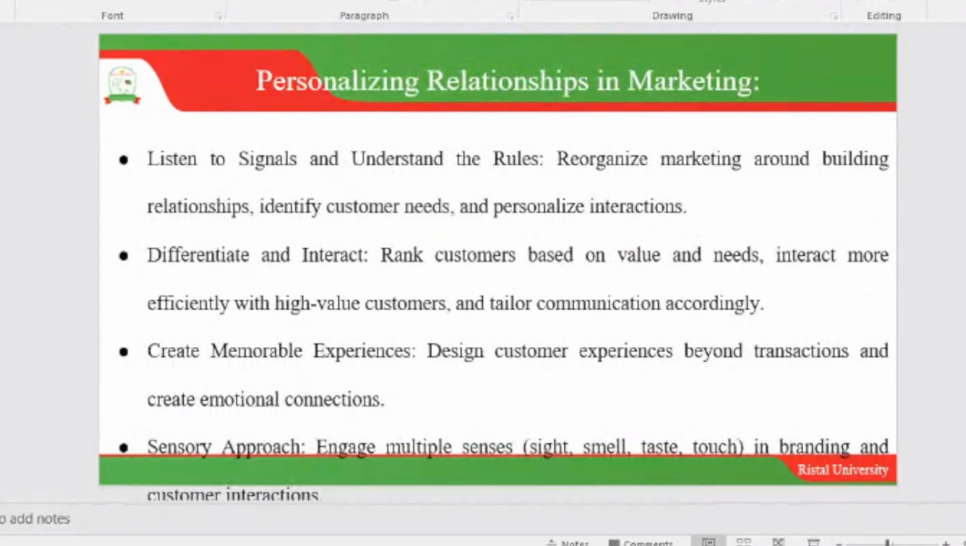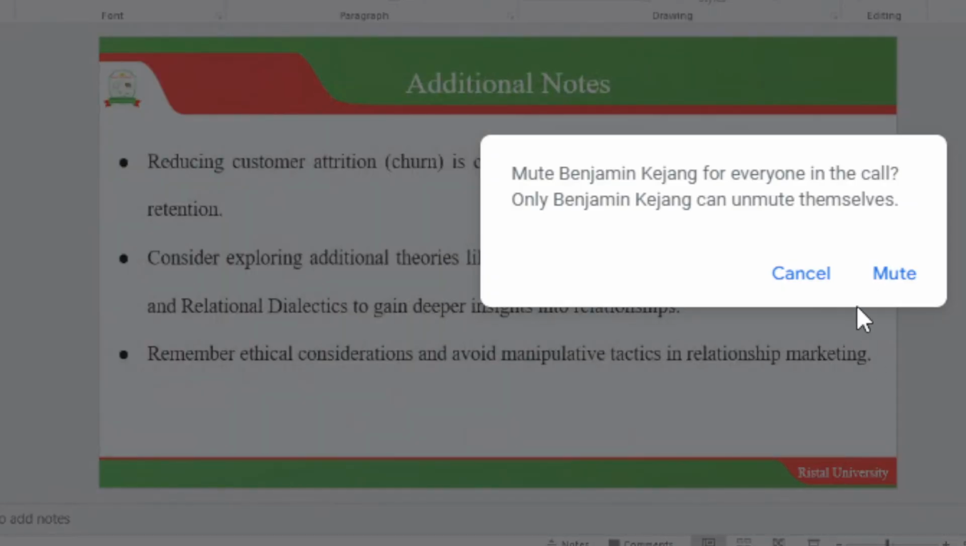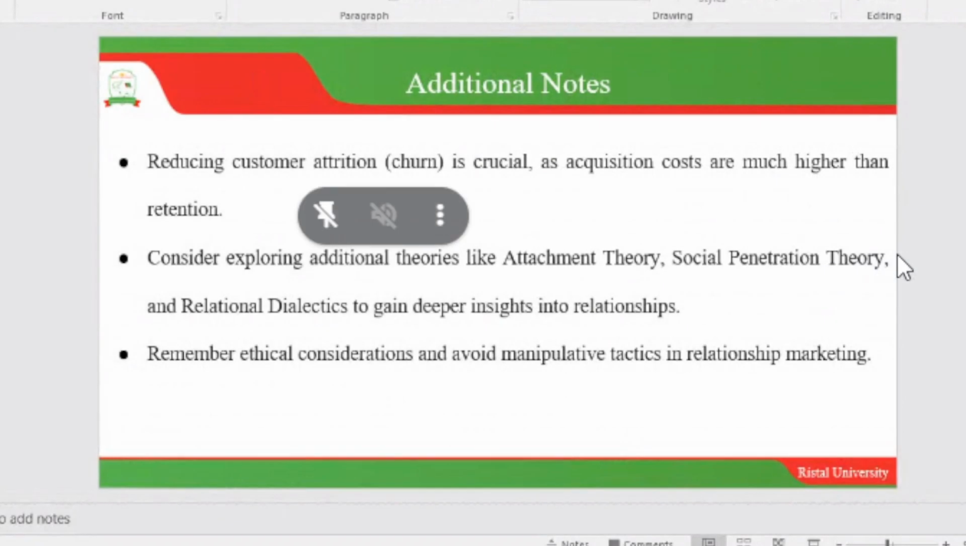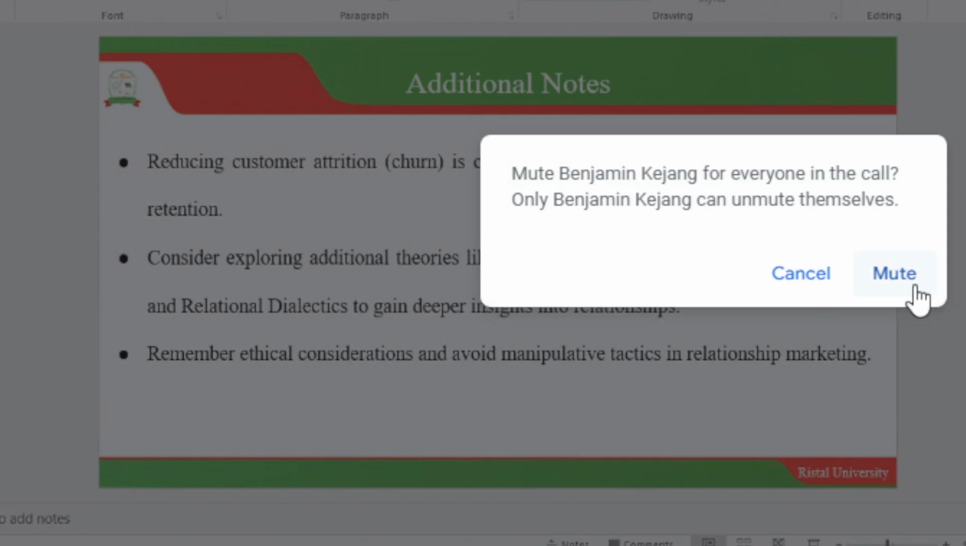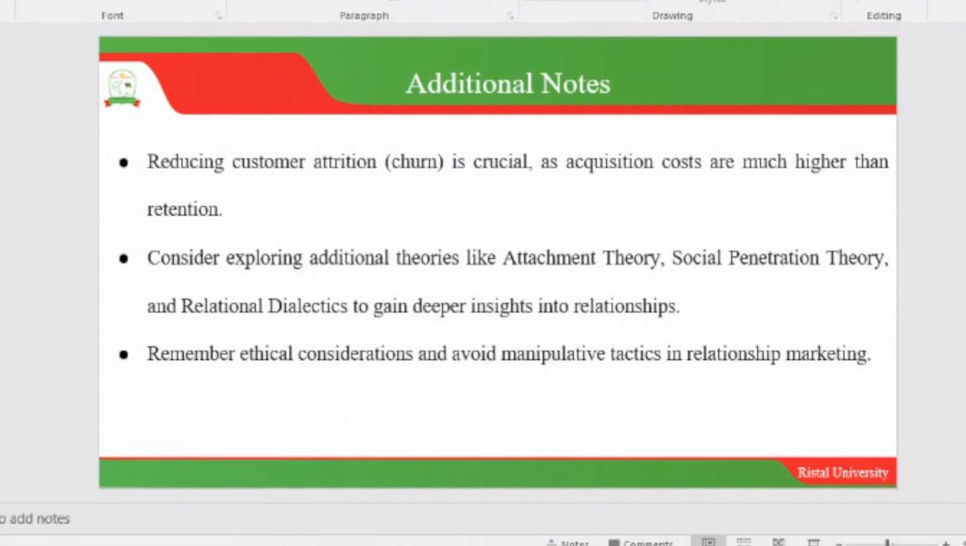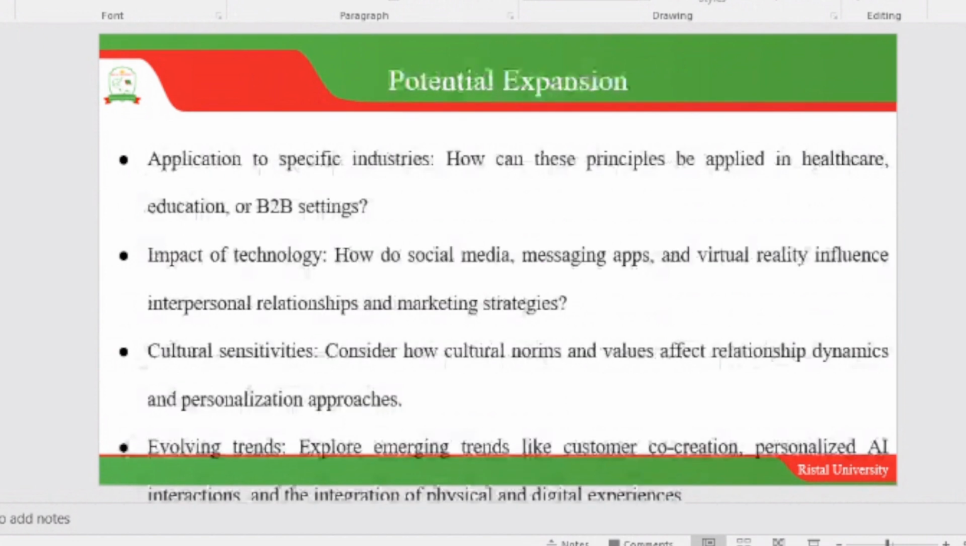on the relationships in marketing, and that is why I had asked you to look at these theories: the attachment theory, the social penetration theory, and the relational dialectics theory, as theories that can help you understand how the community or how the society perceives certain things, and then you're able to design an appropriate reproductive health marketing program in order to penetrate the community with your services.